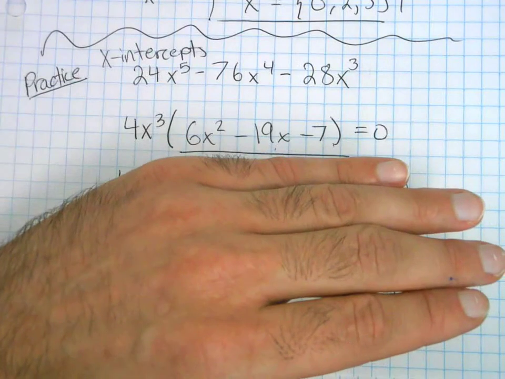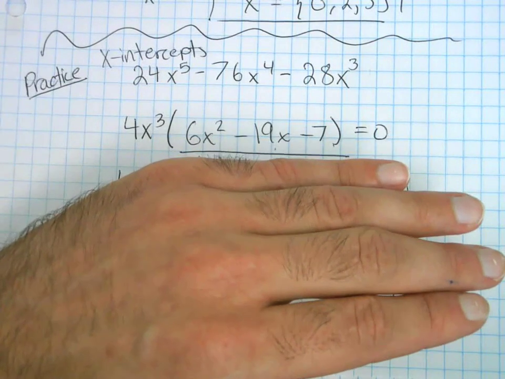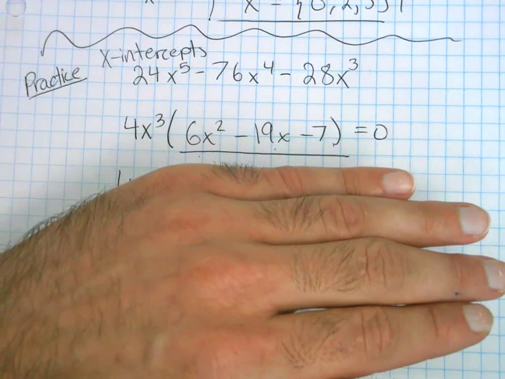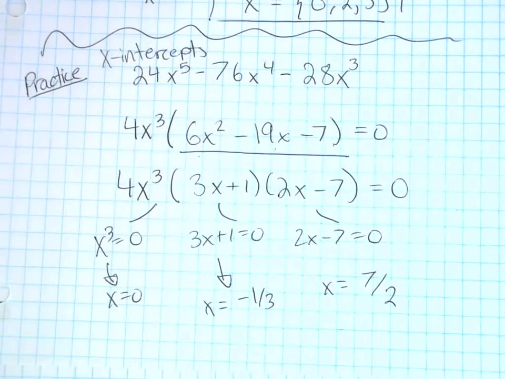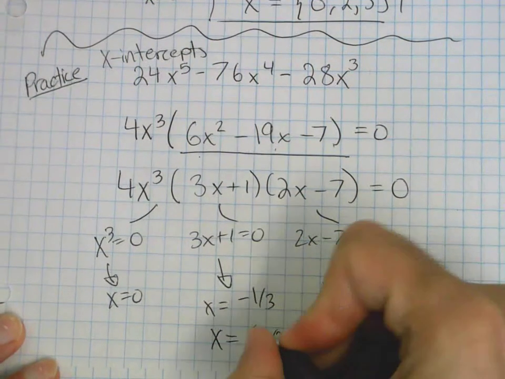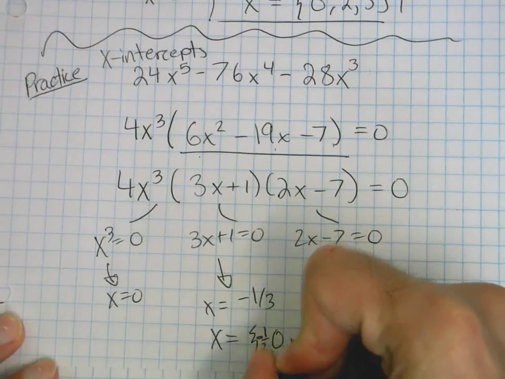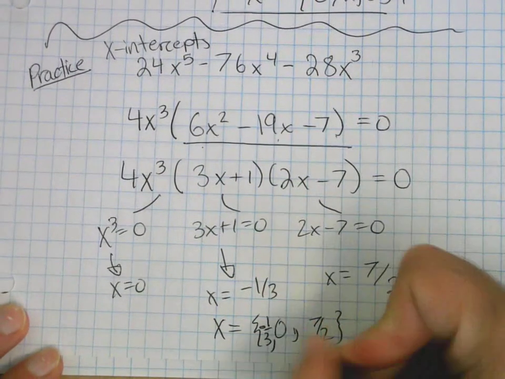Anthony, did you actually find the roots? No. Okay, well, press pause then. Okay, now you can check. So now I've just got to order these roots: negative 1/3, 0, and 7/2. And you're done.